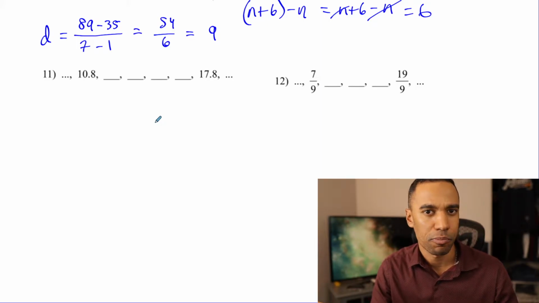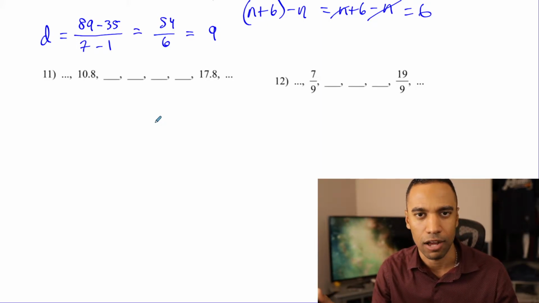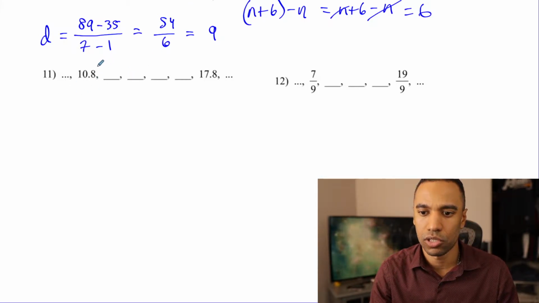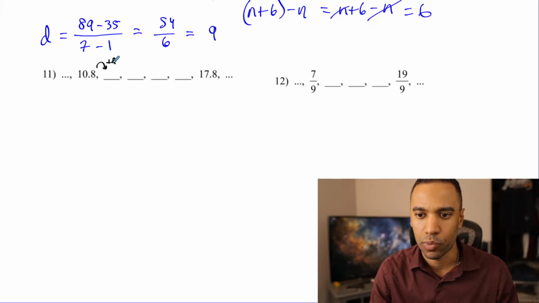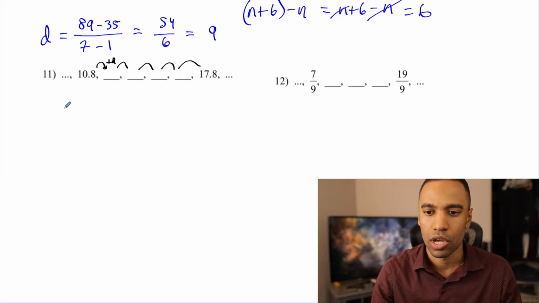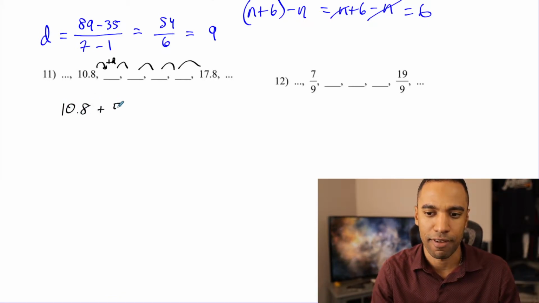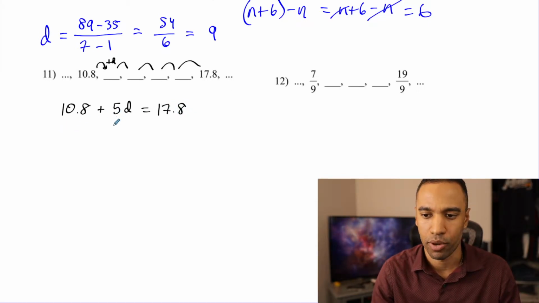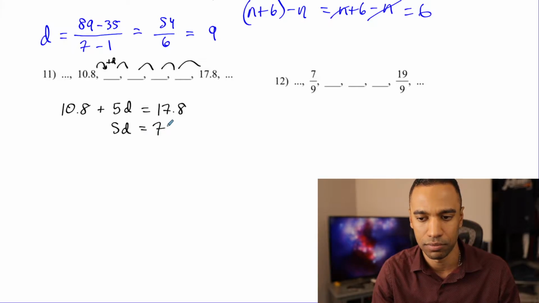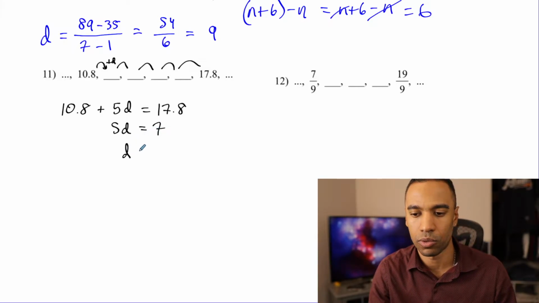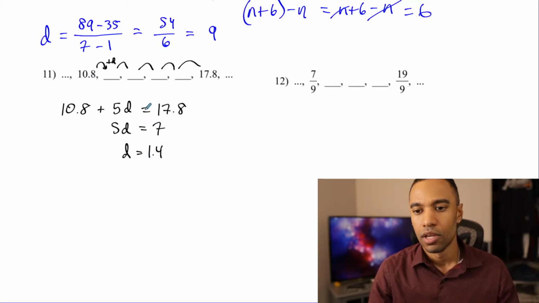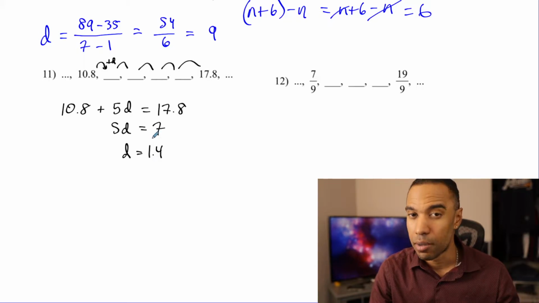I'm going to go back to the common difference play, though, just to talk about solving in algebraic terms. So this is the plus d thing again. How many times are we going to add d over? That's once, twice, 3 times, 4 times, 5 times. So I have 10.8 plus 5d equals 17.8. Let's go ahead and solve for d. Subtract 10.8 from both sides, you get 5d equals 7. Divide both sides by 5, you get d equals, I'm going to go with decimals because these are decimals, exactly 1.4. So 1.4 is the number that's being added. That's my common difference between terms.